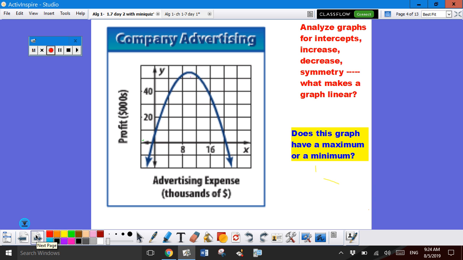All right, now let's take a look at this one. So this one goes up and then it comes down, okay? Goes up and comes down. So this one, advertising expense in the thousands and profit. So starting point, we have a y-intercept here and we have an x-intercept here.